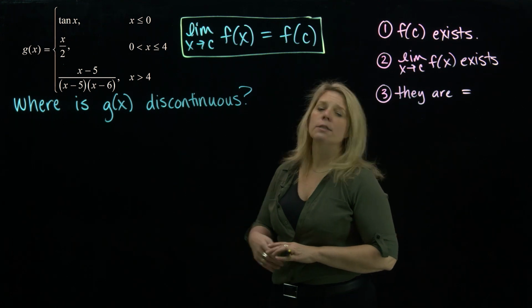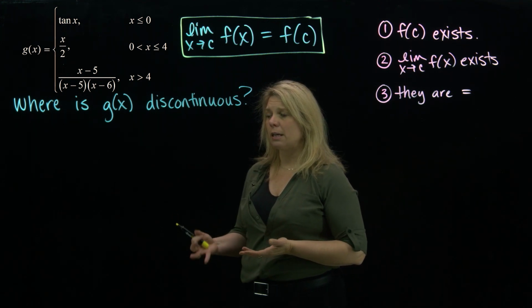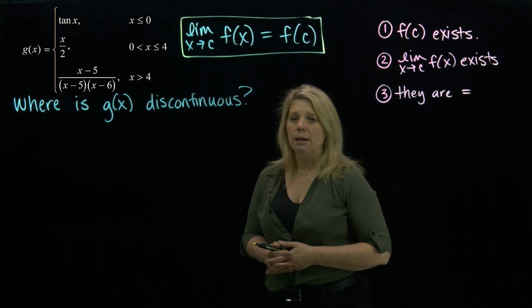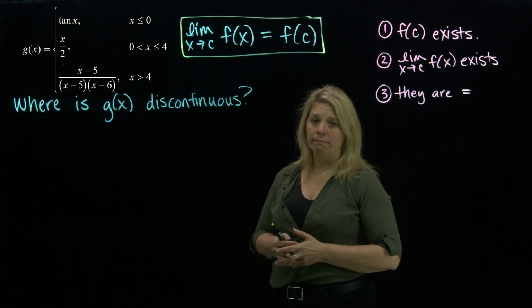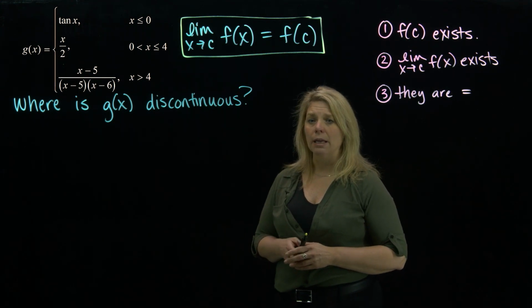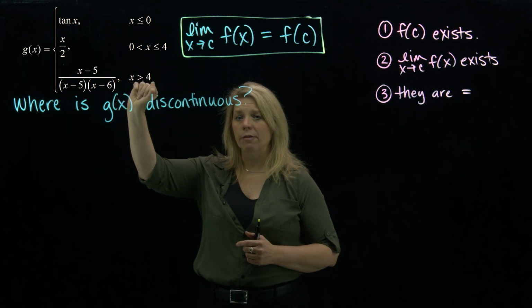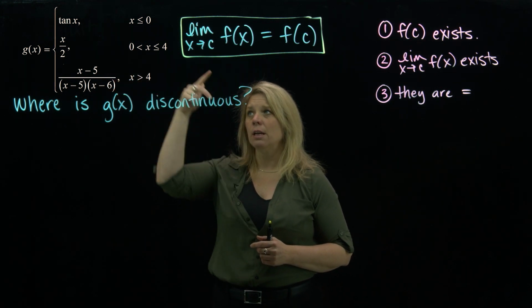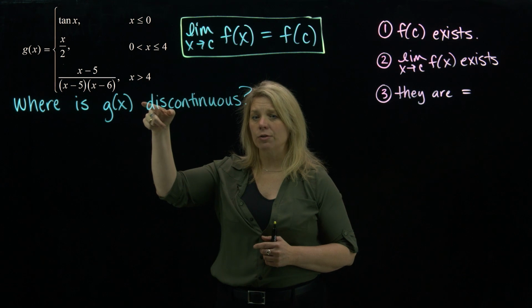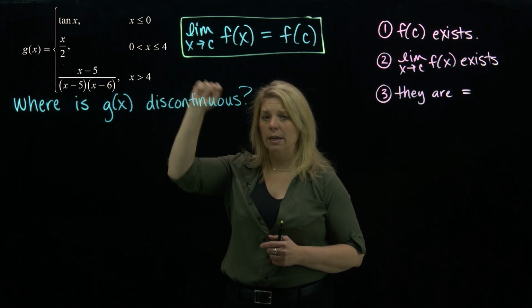Okay, so when I look at this function and I'm asked to think about where it might fail to be continuous, the first thing I would start to think about is domain. This has a lot going on with domain. I have three different function equations making up the three pieces of this piecewise function. And then I also have some domain restrictions that are part of the piecewise function definition here.